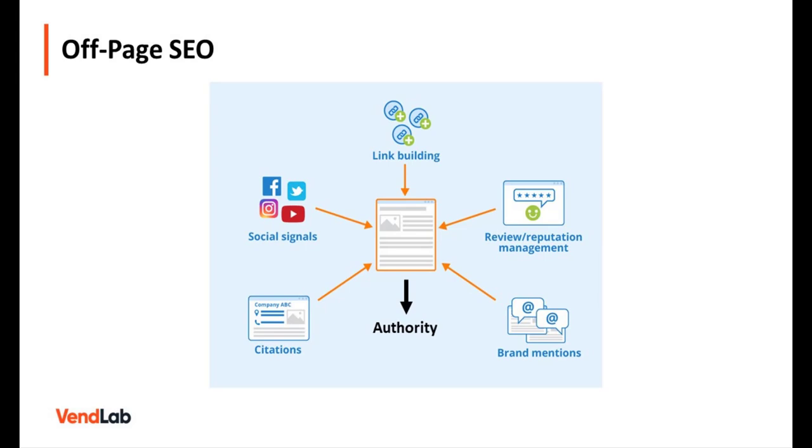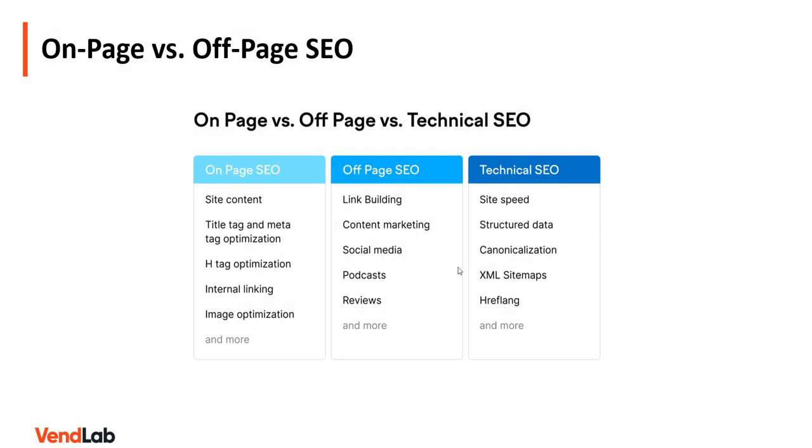Off-page SEO activities include link building, encouraging branded searches, and increasing engagement on social media. Off-page SEO aims to get users and search engines to see your site as trustworthy and authoritative. It is one of the cornerstones of a successful SEO strategy. So what is the difference between on-page and off-page SEO?